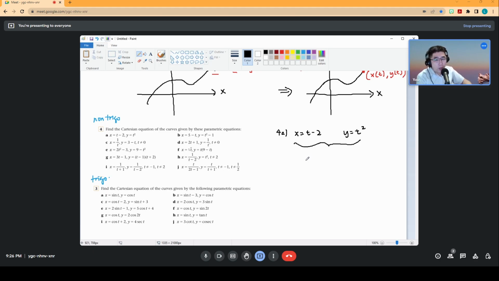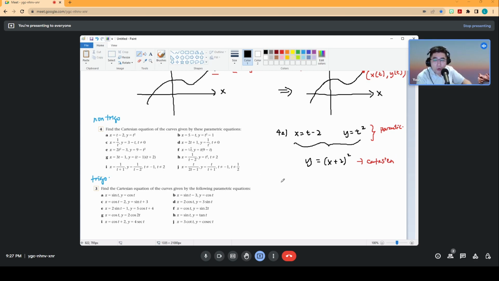Then if we rearrange them, we have y equals t, so x plus 2 squared. So this one becomes a Cartesian equation. This is the Cartesian, and this is the parametric. Then I give you one example for the trigo form.